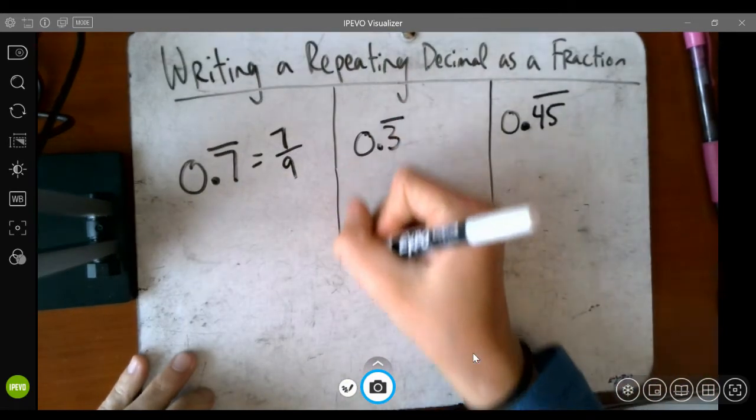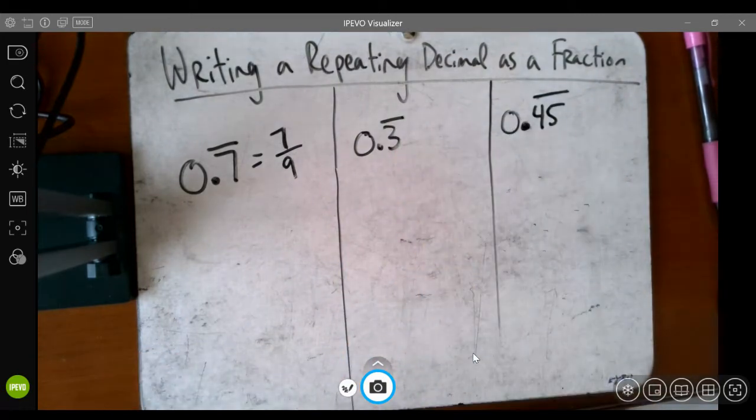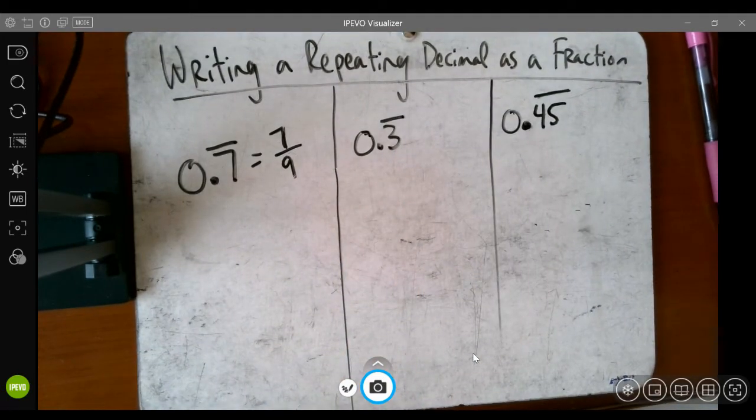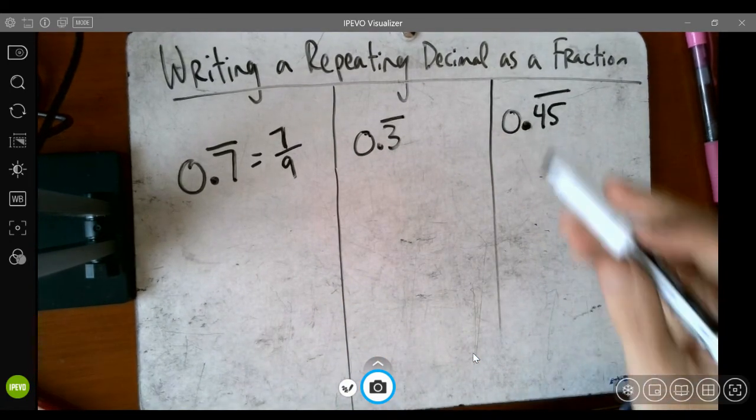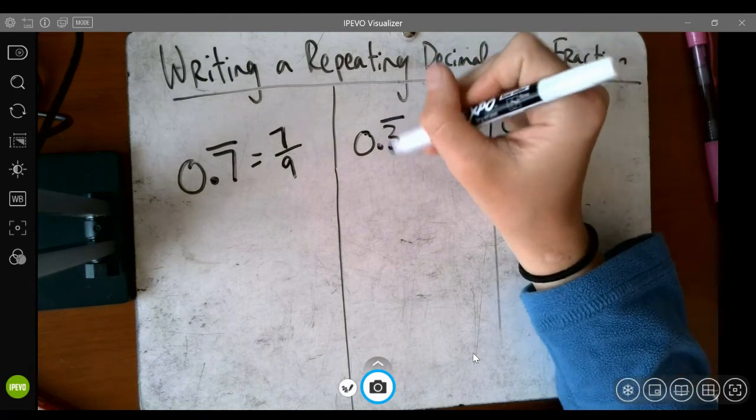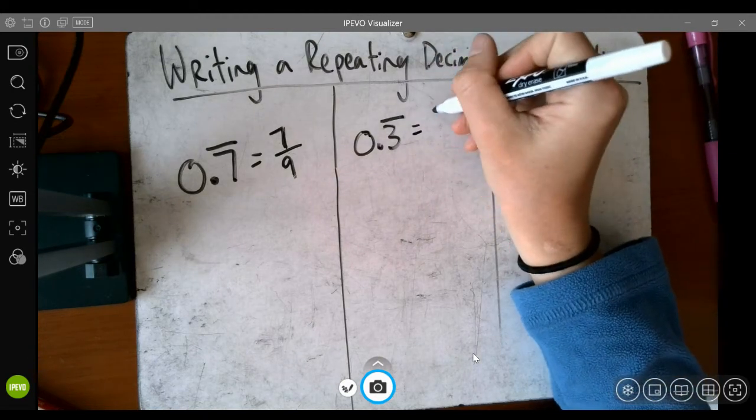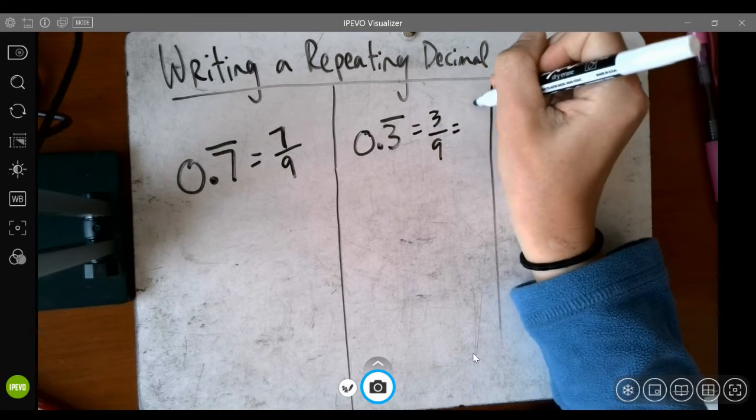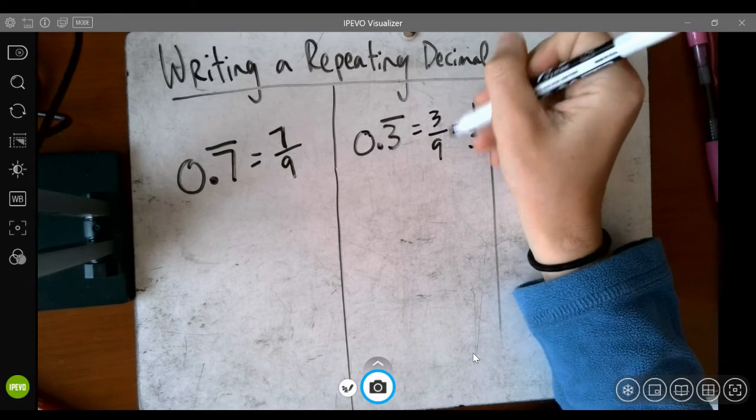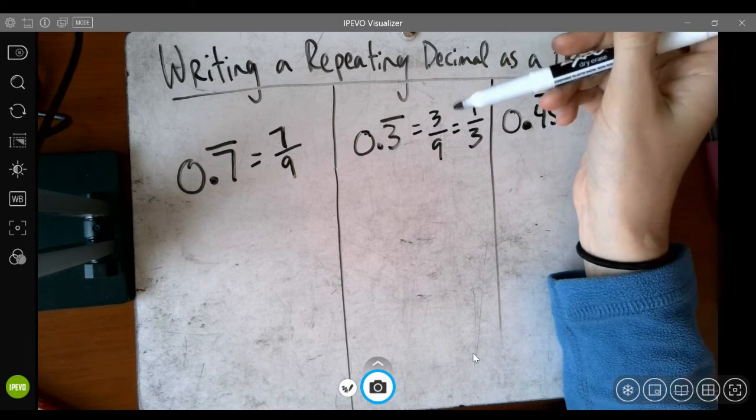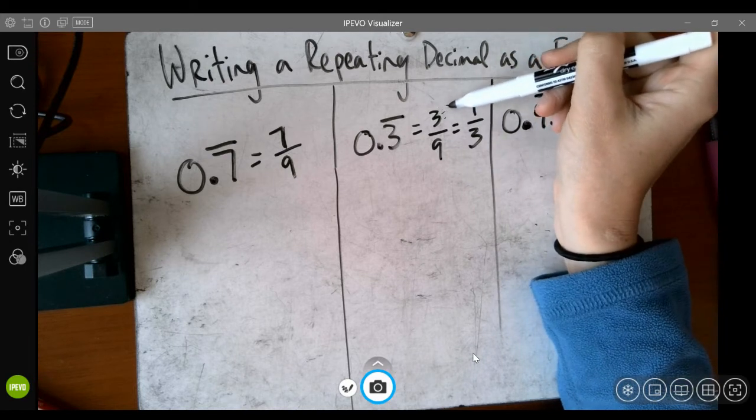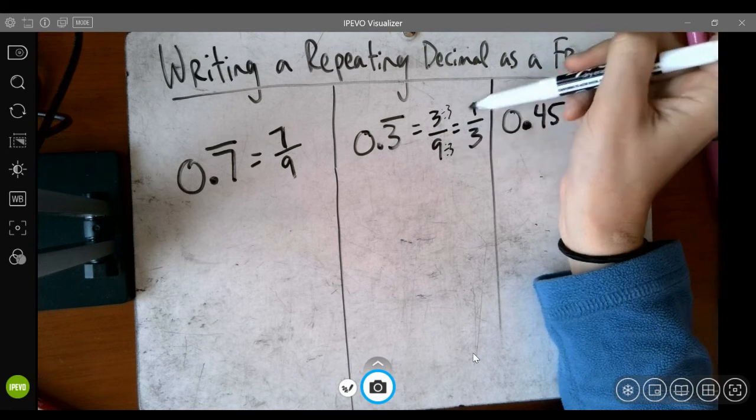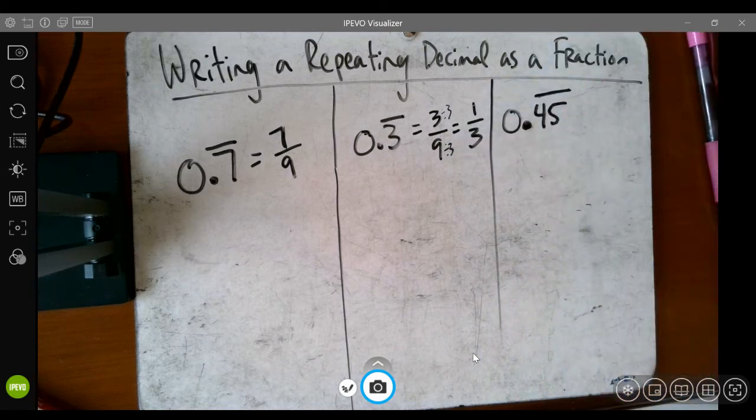Here we have 0.3 repeating. Some of you may remember last year we had memorized that that has a value of 1/3. And let me show you how it works with the trick. Since 3 is the value that is repeating, I'm going to write it as 3 over 9, and then that's going to simplify to 1/3, because 3 and 9 have a common factor of 3, so when you divide by 3, you get 1/3.